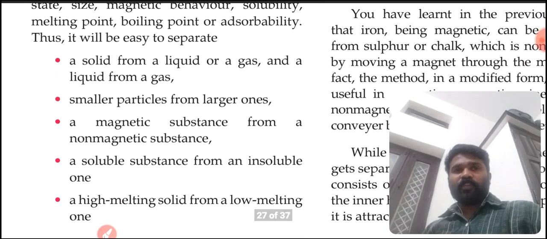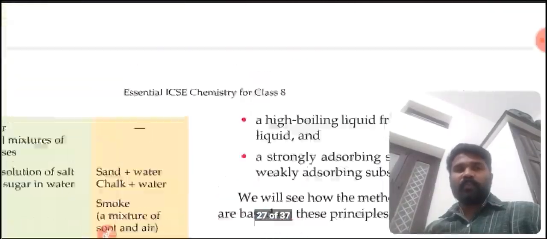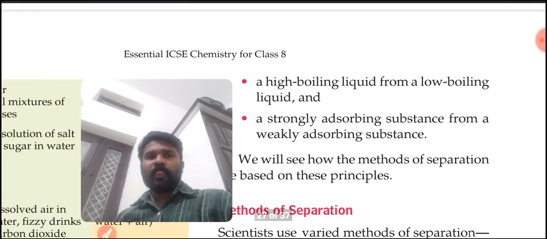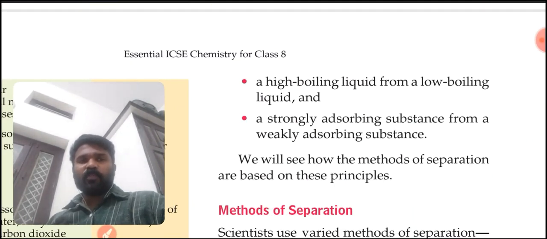Thus it will be easy to separate a solid from a liquid or a gas and a liquid from a gas, smaller particles from larger ones. A magnetic substance from a non-magnetic substance can be separated, a soluble substance from an insoluble one, a high melting solid from a low melting one, etc. This type of separation we can do very easily. And we will see how the methods of separation are based on this principle.